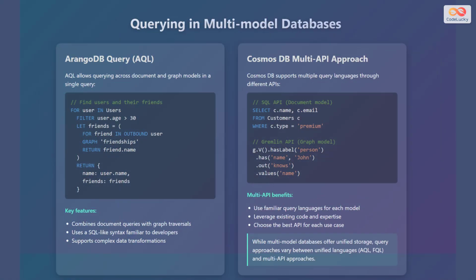Let's delve into how querying works in multi-model databases. First, let's consider ArangoDB Query AQL. AQL allows querying across document and graph models in a single query. Here's an example.